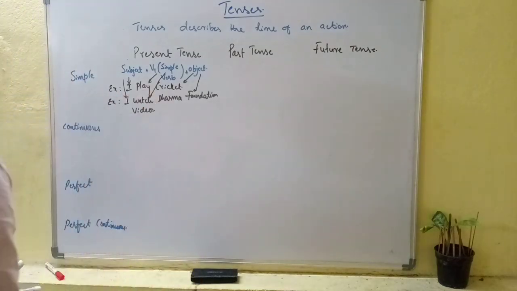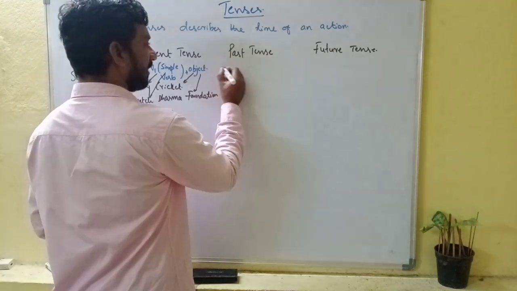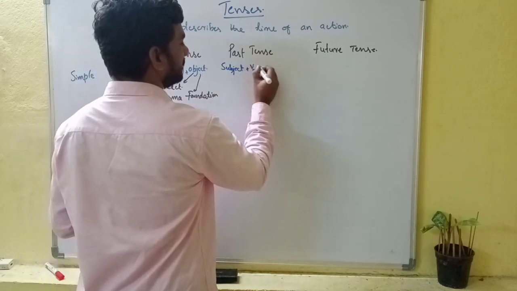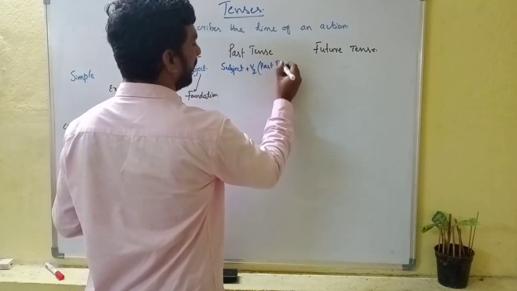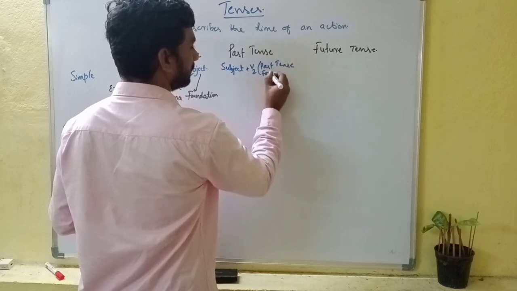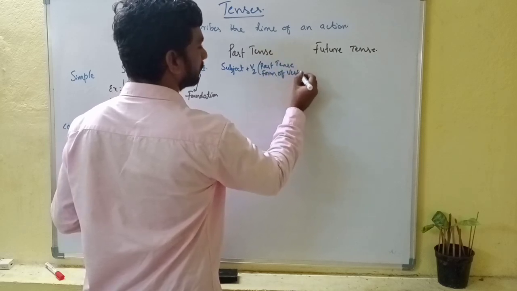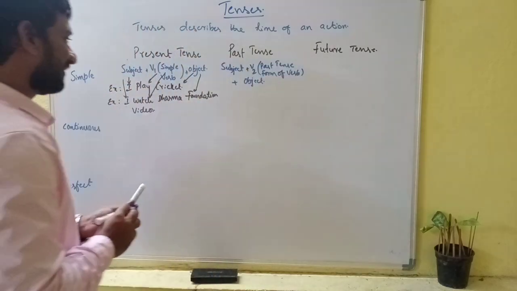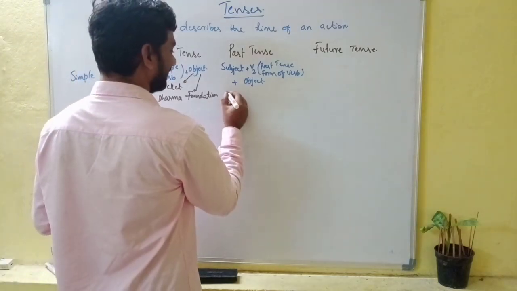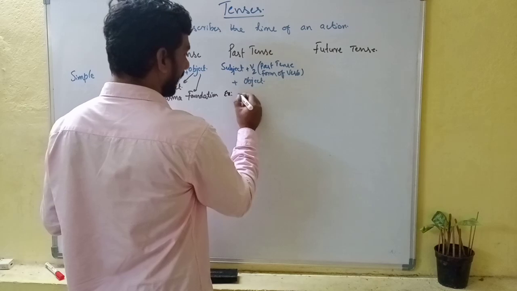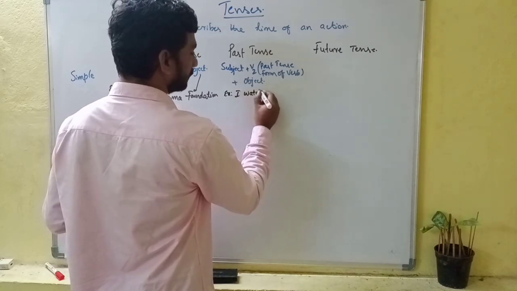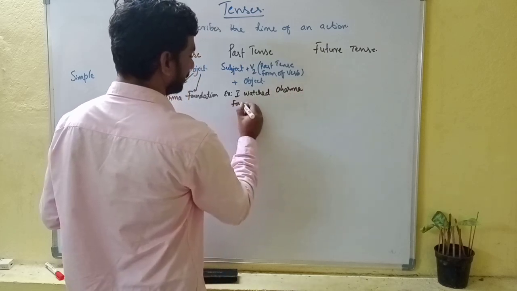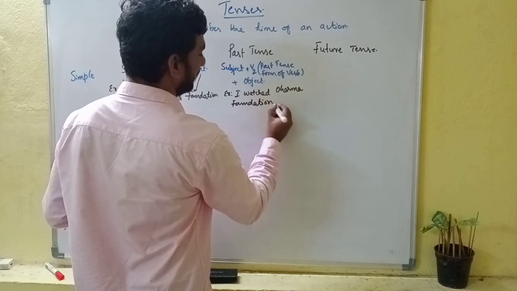Come to the simple past tense. In the simple past tense, you will have one subject and V2. This represents past tense form of verb, plus object. What example can we say? For example, I watched Dharma Foundation videos.